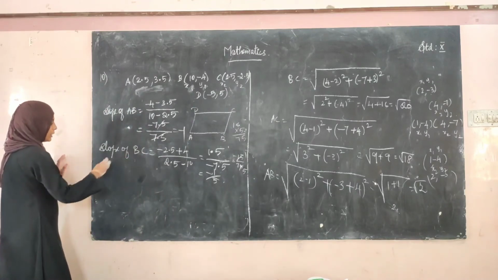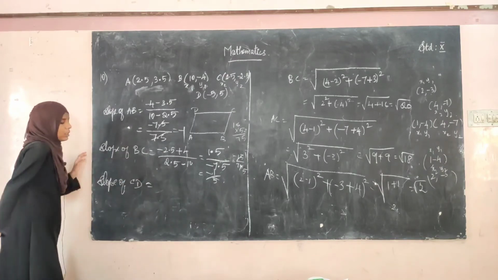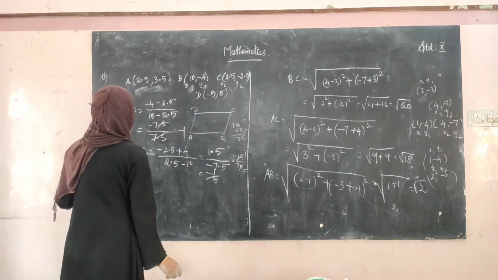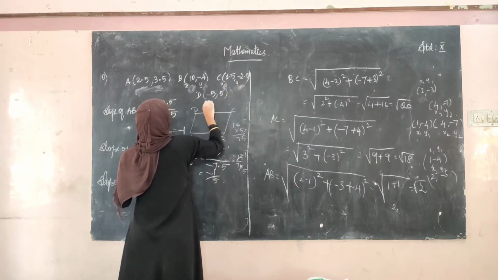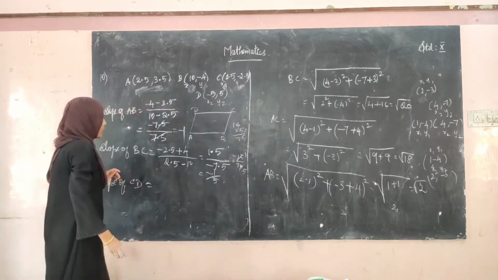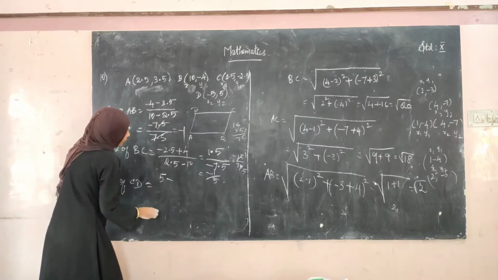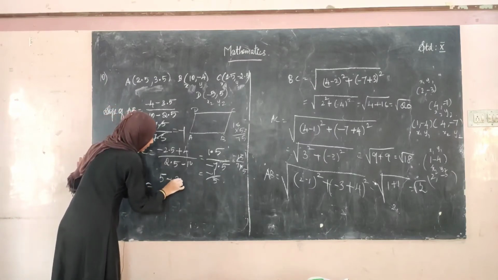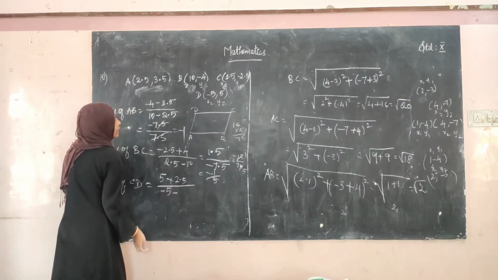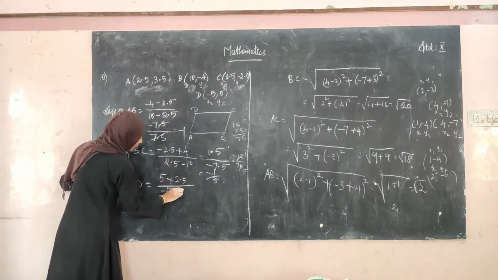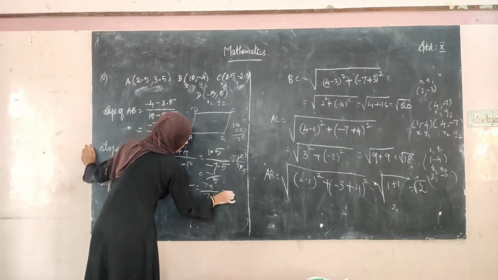Now shall we find the slope of CD? Okay, slope of CD. So C you have to take this as x1, y1, this is x2, y2. Slope of CD is equal to y2 is 5 minus y1 is 2.5. So minus of minus is plus. Plus 2.5 divided by x2 minus x1. x2 is minus 5 minus x1 is, it is 2.5, right? Which is equal to 7.5 divided by minus 7.5, which is equal to minus 1.